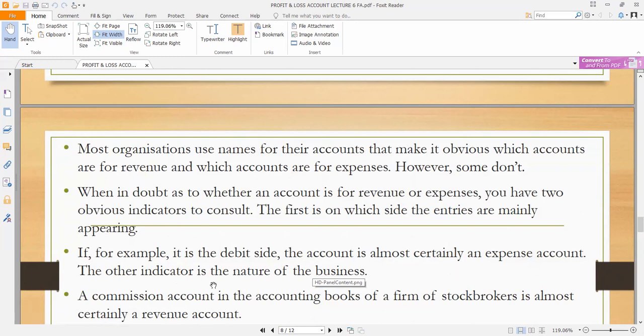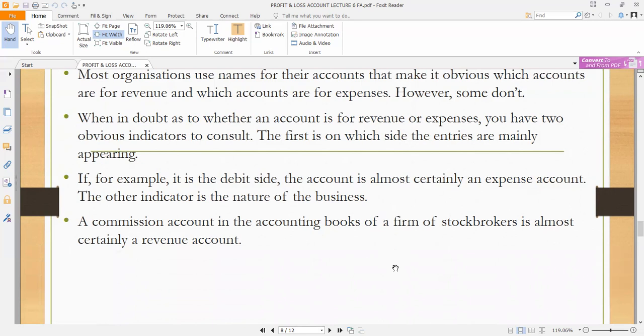The other indicator is the nature of the business. Now here we are saying that for you to determine what type of account that is, either an expense account or a credit account, it depends on which side. So like we've indicated there, if the entries are on the debit side, the account is almost certainly an expense, because there you are just including debits, only debits.